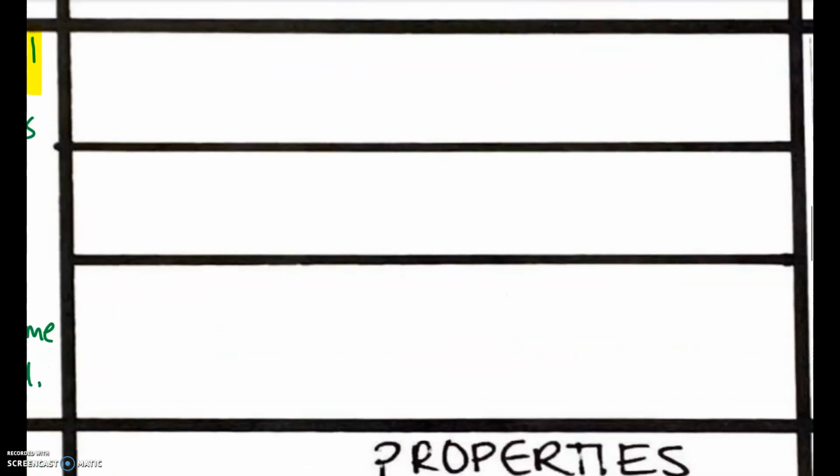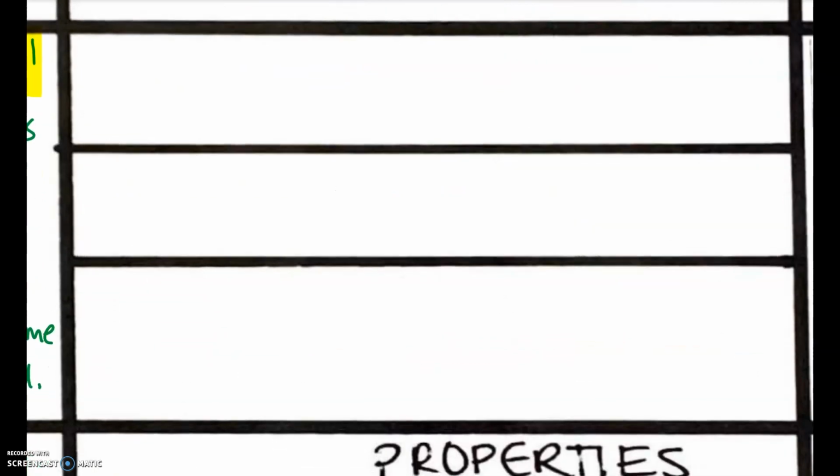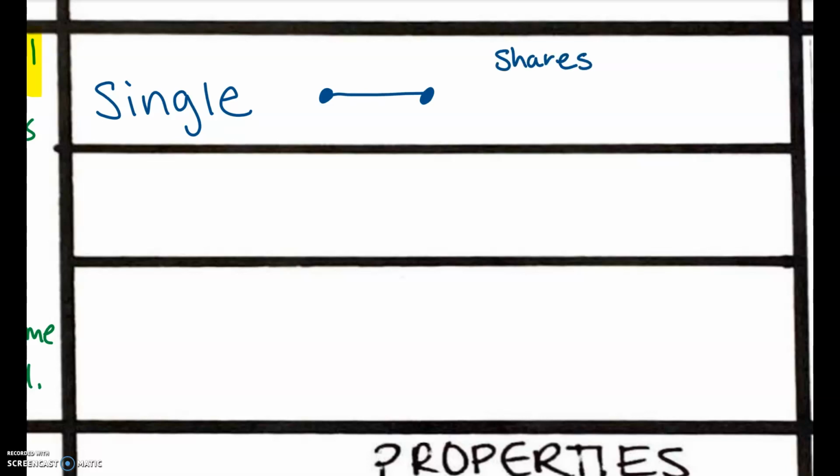Now, there's 3 types of covalent bonds. The first one is a single bond, and it's modeled or shown when we draw 2 electrons and a line between them. So this is when one pair of electrons is shared. So it shares 1 pair of electrons, and that's a single bond.